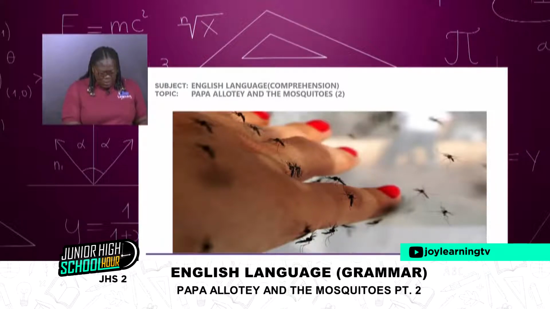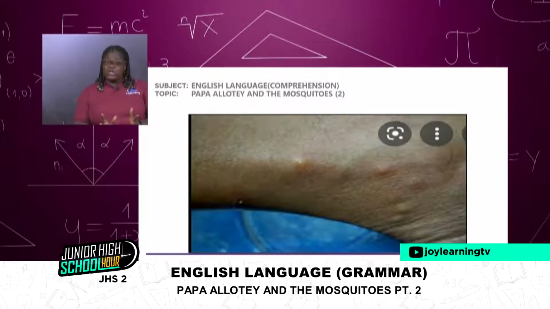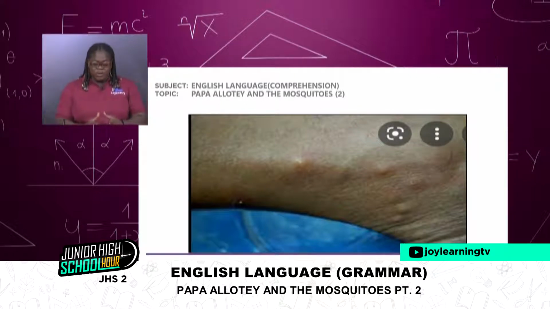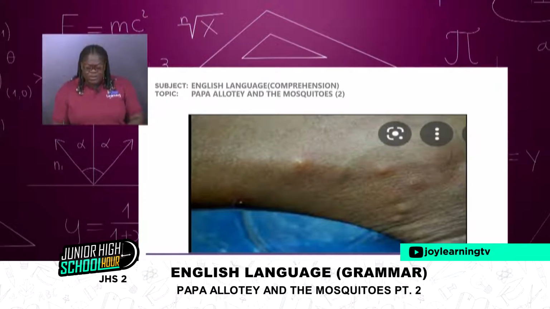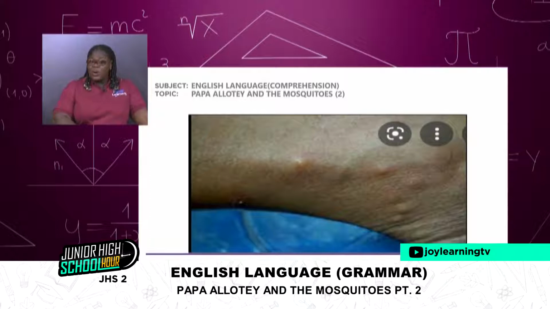Okay? Good. So let's say that when Allotey began to feel itchy on the legs, this is what he had. He got some swellings down there. So when a mosquito bites us, this is what happens to our hands. Okay?